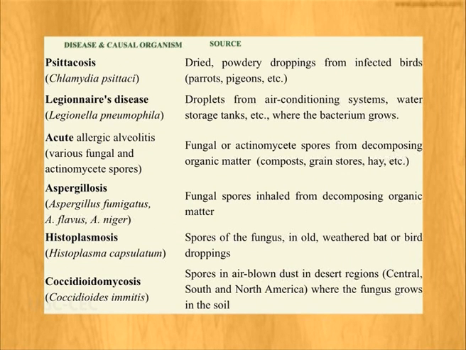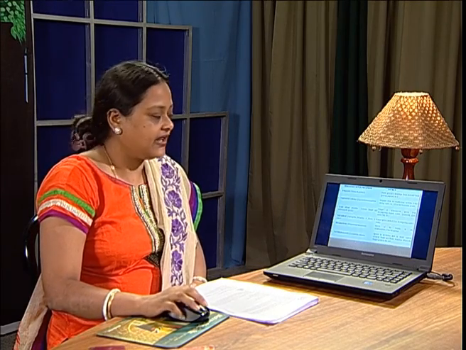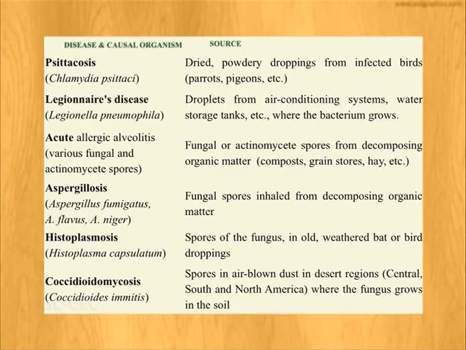Now, second in the list we have the second type. Here the organisms are directly not inhaled as such. The organisms do not enter through inhalation proper, but may come into contact with the respiratory system through other means. In the sense, let us take the first example. Psittacosis is a disease which is caused by Chlamydia psittaci. And how is it caused? From the dried or powdery droppings from infected birds.